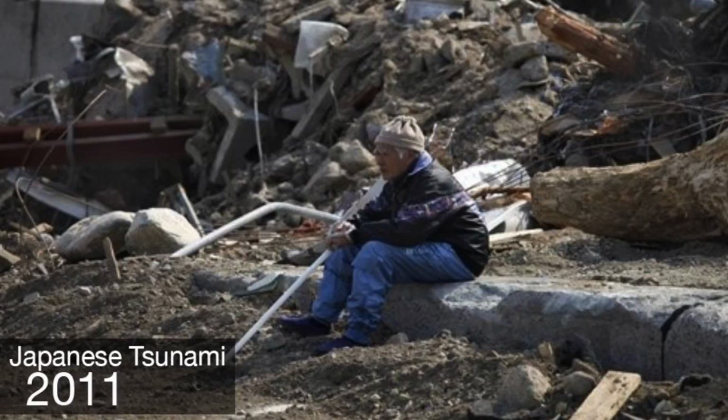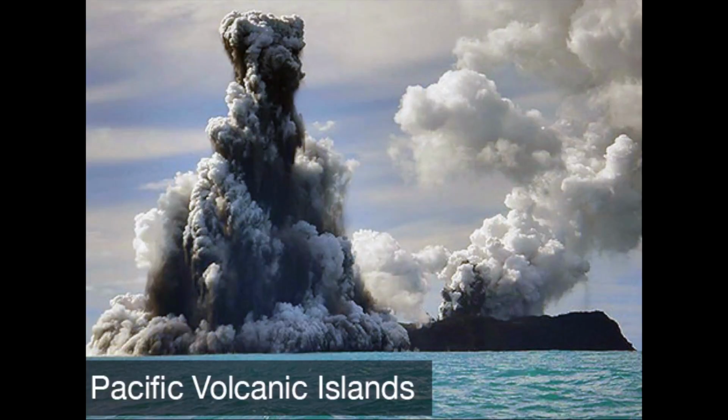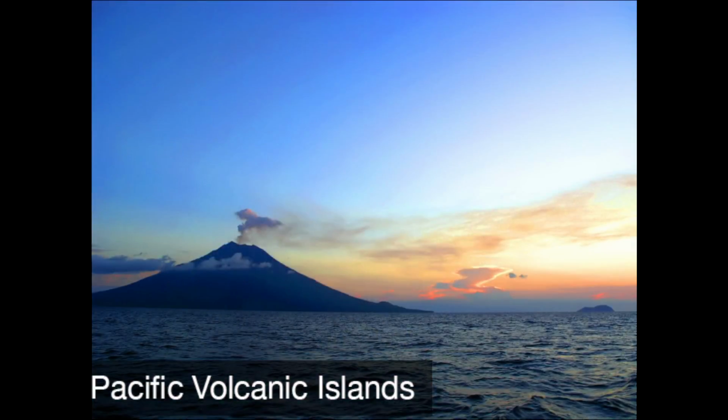And finally, an example of the collision between these plates is in the formation of the Pacific volcanic islands. Here is a photo of Tonga, a Pacific island at the time of its volcanic eruption. And we are then reminded that after the eruptions subside, the Pacific Ocean has been left with these tranquil and idyllic volcanic islands as pictured here.